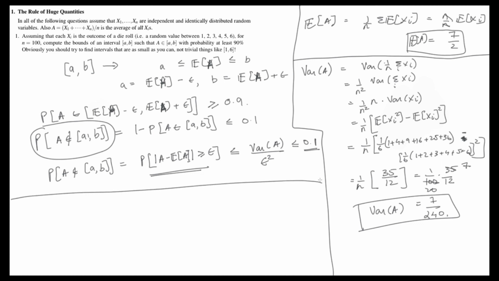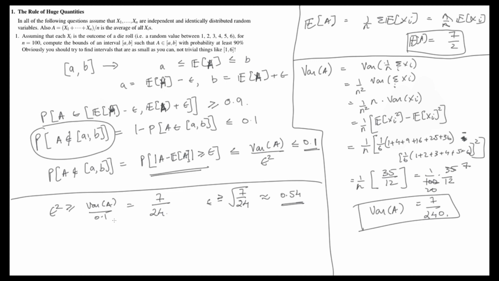Alright, so now we have that information. All we need to do is find epsilon squared. So we have epsilon squared is greater than or equal to the variance of a divided by 0.1, which means that this is equal to 7 over 24. So we have epsilon is greater than or equal to the square root of 7 over 24, which is approximately equal to 0.54, right?